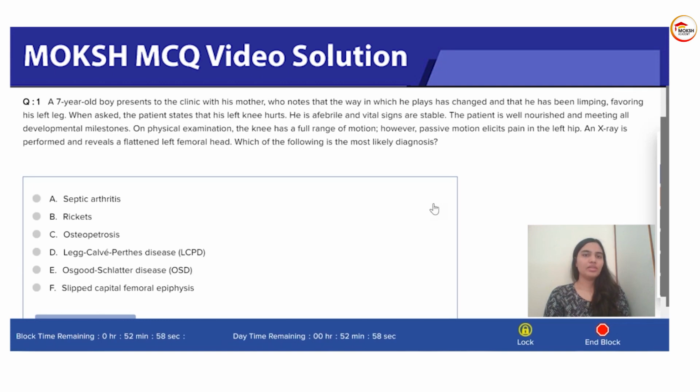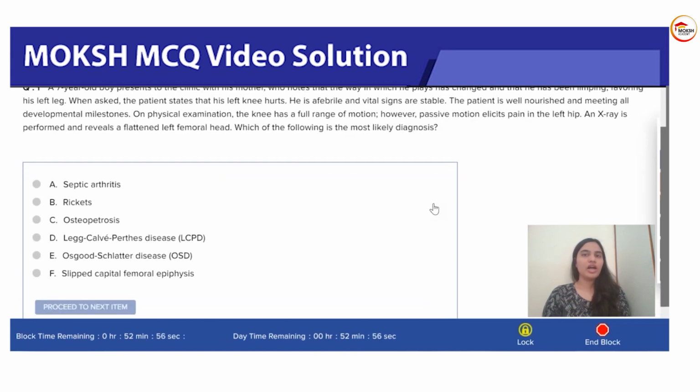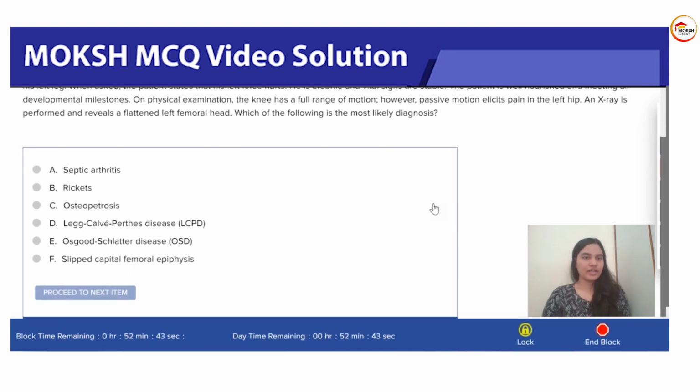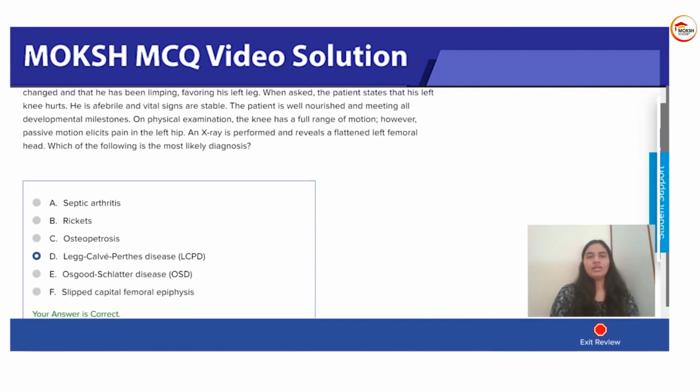On physical exam, the knee has full range of motion. However, passive motion elicits pain in the left hip. An X-ray is performed and reveals a flattened left femoral head. Which of the following is the most likely diagnosis? Septic arthritis, rickets, osteopetrosis, Legg-Calvé-Perthes disease, Osgood-Schlatter disease, or slipped capital femoral epiphysis.